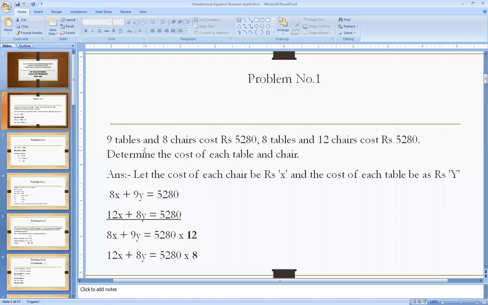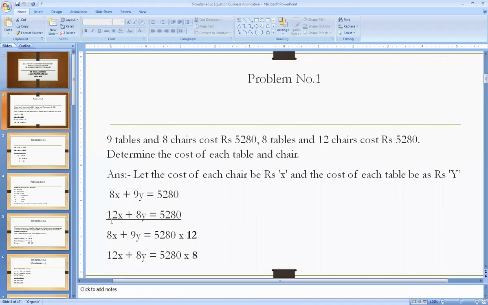When we see the sentence, cost of both together means plus, that is the sum, and the value is 5,280. So we write the first equation from this sentence: 8x plus 9y. Chairs we write first, tables next. So 8x plus 9y equals 5,280. Similarly, in the next equation we should also consider the chairs first. The tables are y, so it becomes 8y, and chairs are x, so it becomes 12x. Both together cost 5,280.